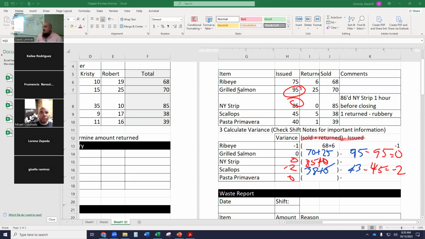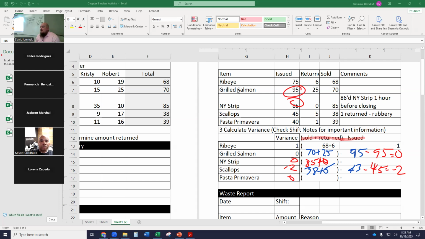What other item might we be looking at? Not necessarily from an inventory that we're missing, but what other item do you think we might be looking at to figure out if we have enough of it in the future? The New York strip steak, yeah. Why? Because you ran out before service. Absolutely. So 86th, that's what 86th means. 86 New York strip means we have no more of it. Okay, taking that off the menu.